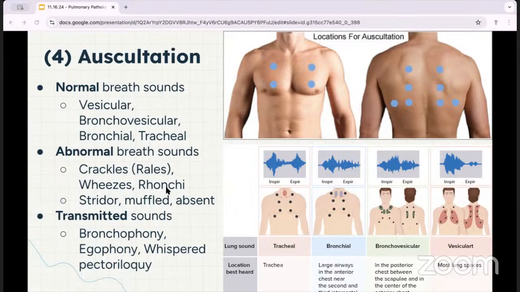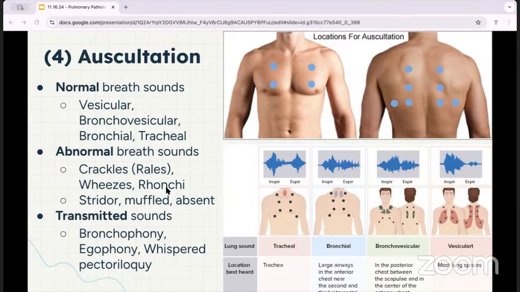Rhonchi are snoring, low-pitched sounds caused by secretions or mucus blocking the larger airways. This is also part of inspection. If a patient has any secretions, and I didn't go over that, there are different colors of secretions like white, red, green, yellow, clear. These secretions are sometimes part of the inspection, and they can tell you if there's a bacterial or viral infection going on, or something else.